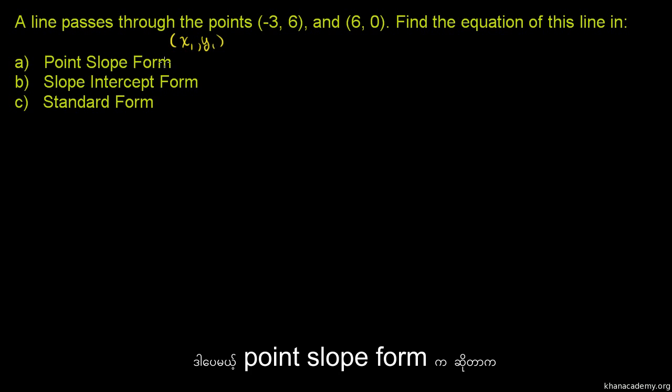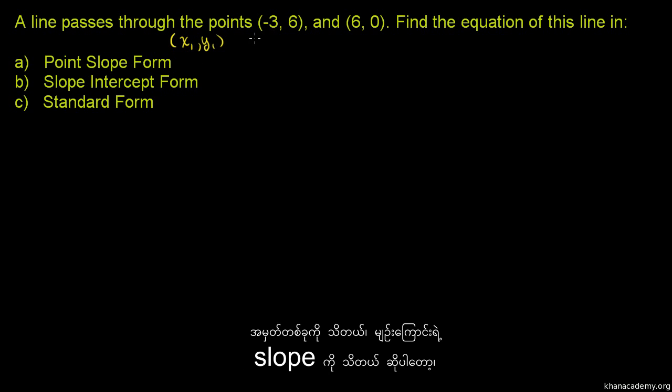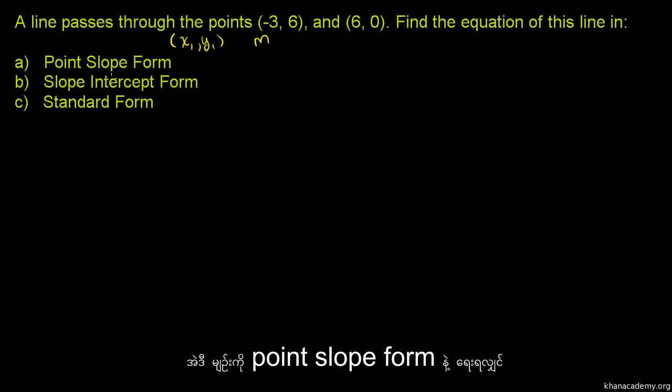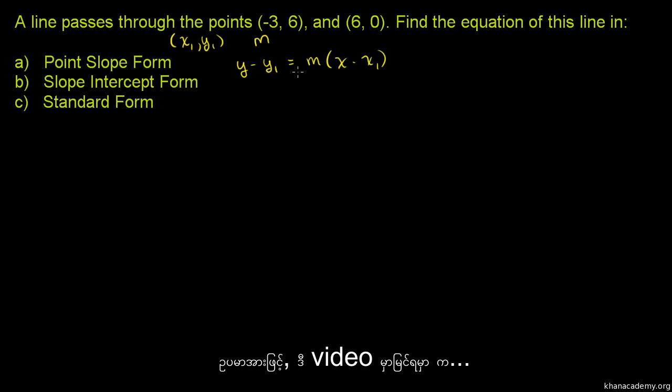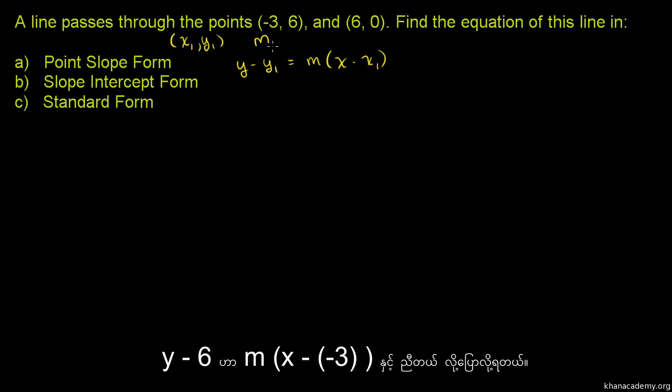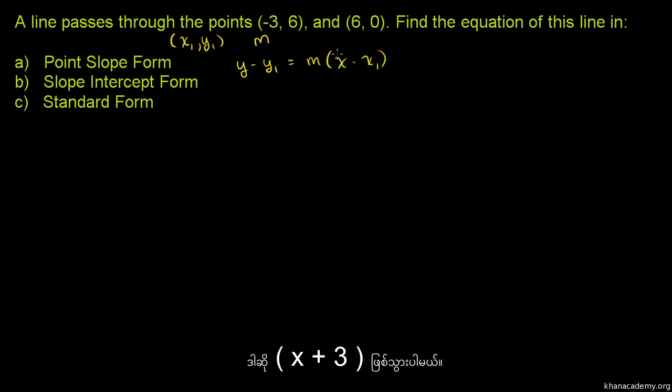Point slope form says that if I know a particular point, and if I know the slope of the line, then putting that line in point slope form would be y minus y1 is equal to m times x minus x1. So for example, if the point -3, 6 is on the line, then we'd say y minus 6 is equal to m times x minus -3, so it'll end up becoming x plus 3. This is a particular x and a particular y, it could be -3 and 6. So that's point slope form.